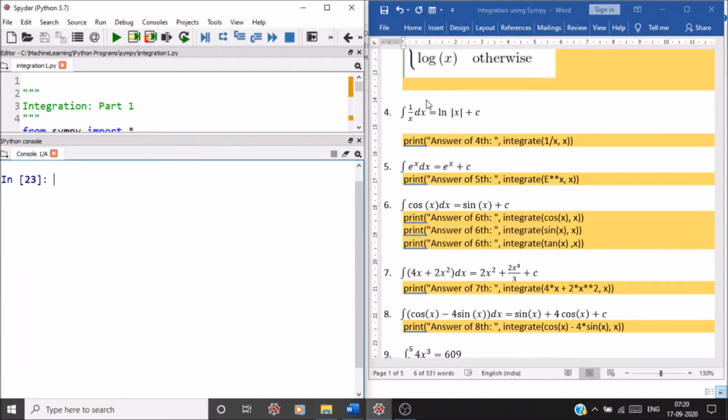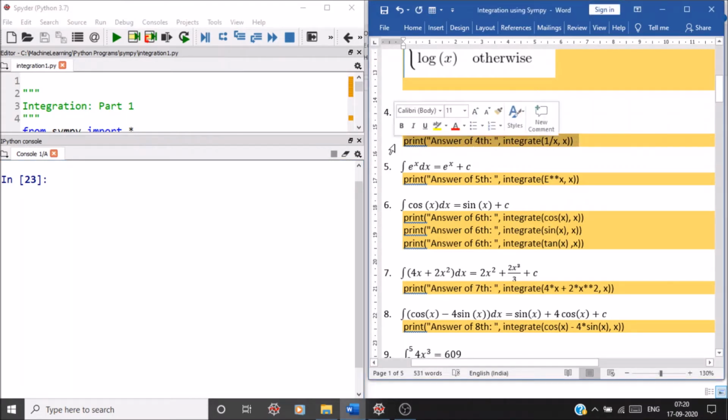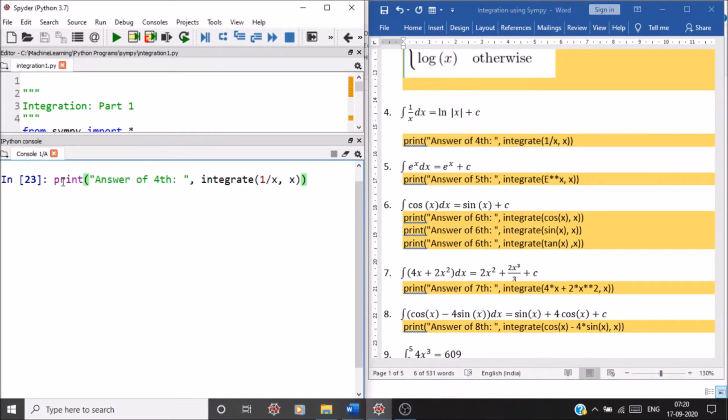Fourth one, integration 1 by x dx is equal to ln x plus c. Okay, so we have to execute this one. So if you execute this one, we can see integrate 1 by x with respect to x, that is, integration 1 by x dx. So the answer is log x. Okay, so if you execute only this particular part, we can see it in the mathematical format. So it is log x.